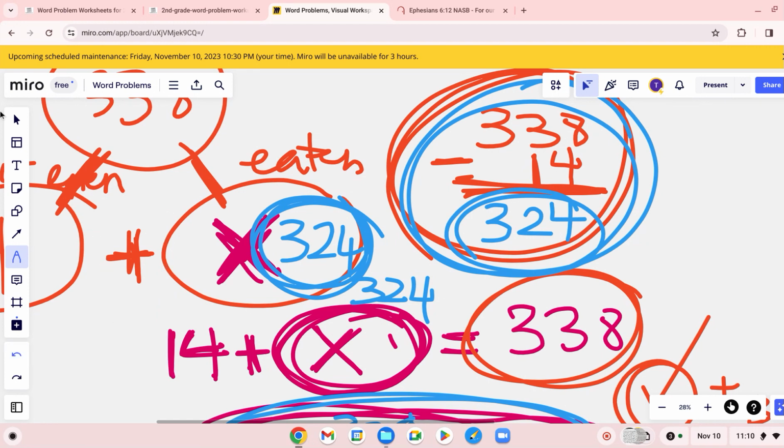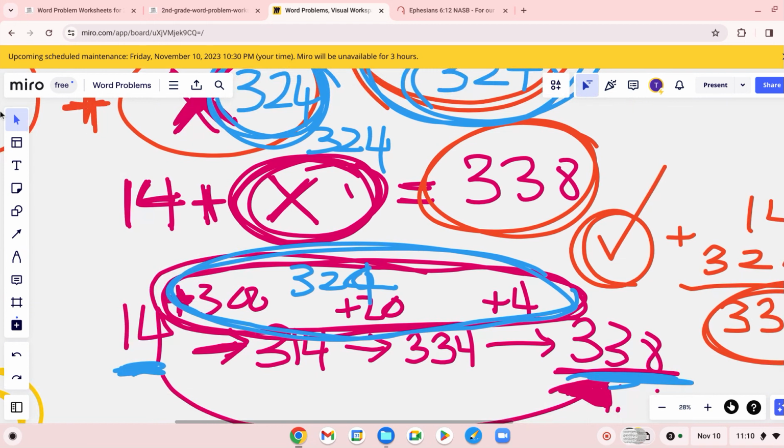I knew that it would be 324. I knew it before we did the mental math. Okay, good. But that's because the subtraction was easy, right? But there's multiple ways of solving it. You need to know what numbers you need to keep track of to understand the problem. You understand?